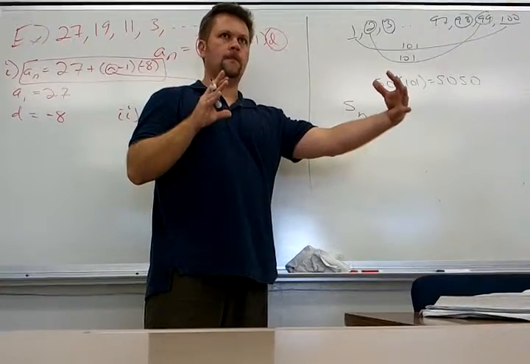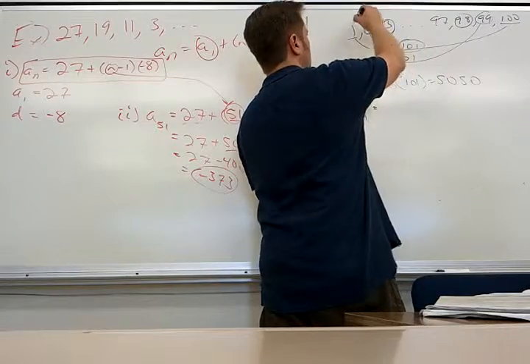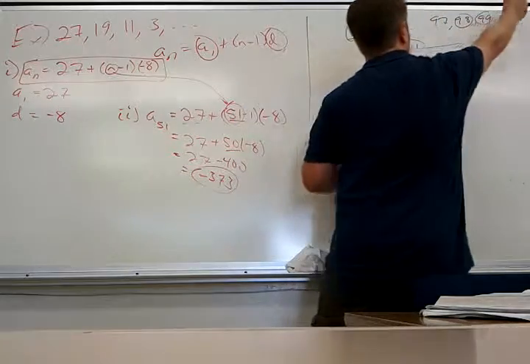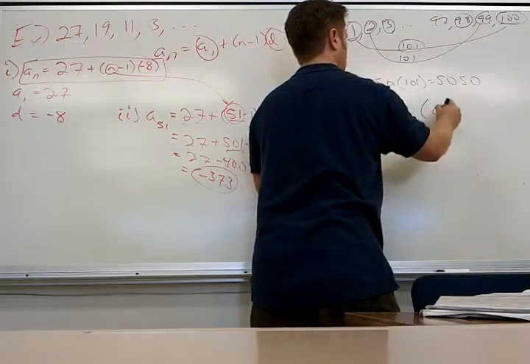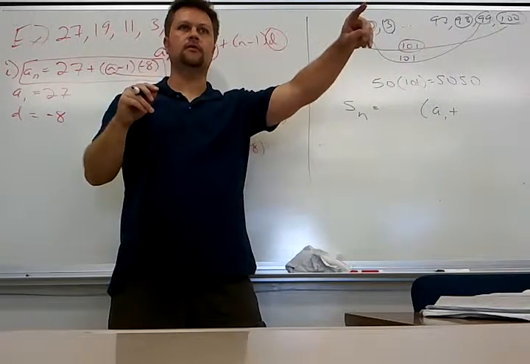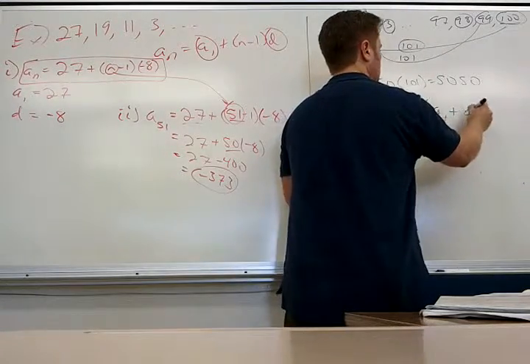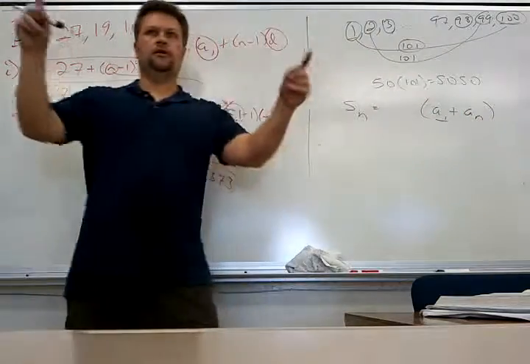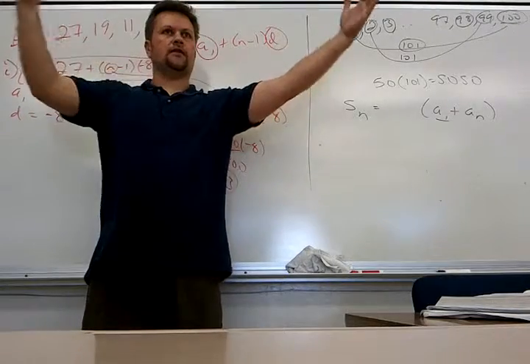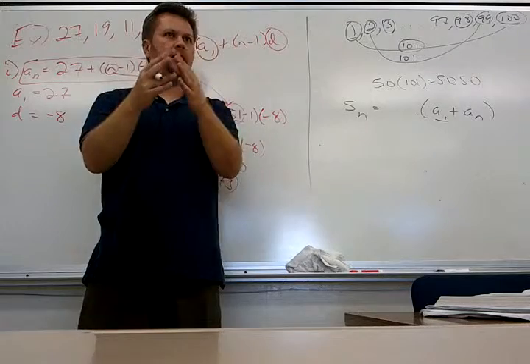So how did we do this? Where did we get the 101 from? We did A1 plus what's the last one going to be? The nth term, right? So the first term plus the last term. If I add the first and the last one together, that's going to be the repeated sum. That's the thing that, as I step in, it's going to get repeated.